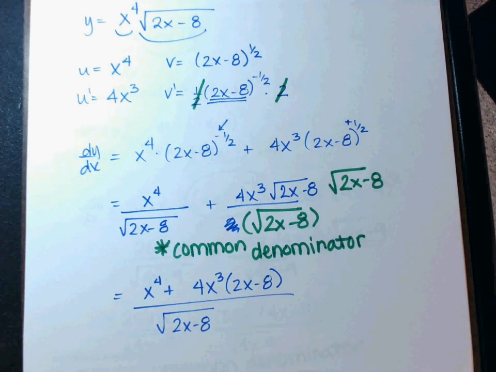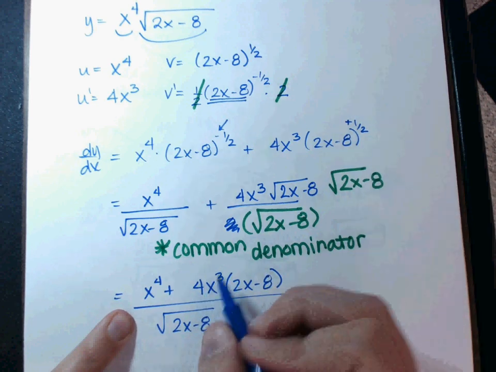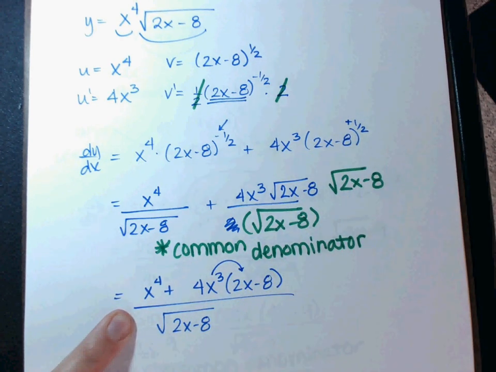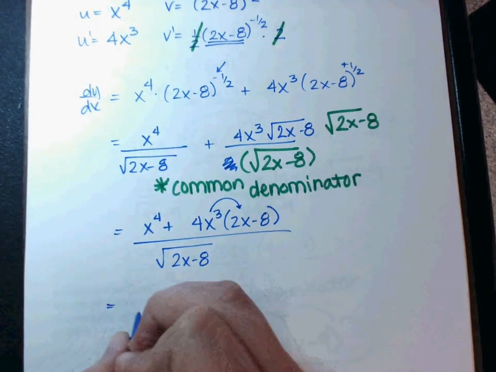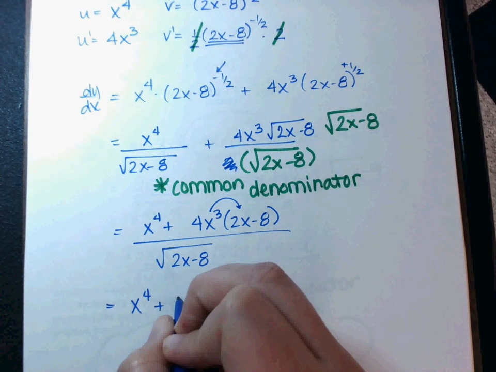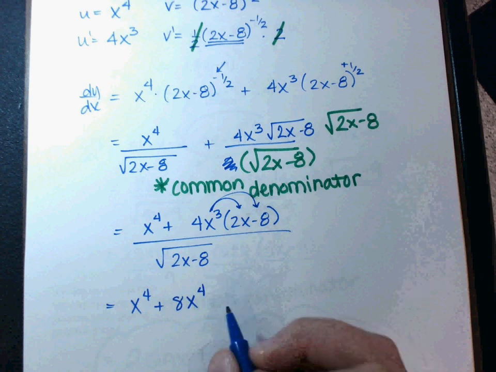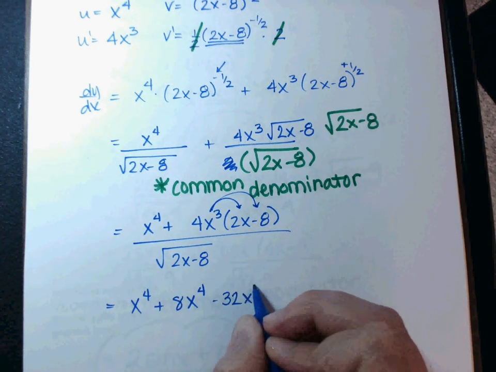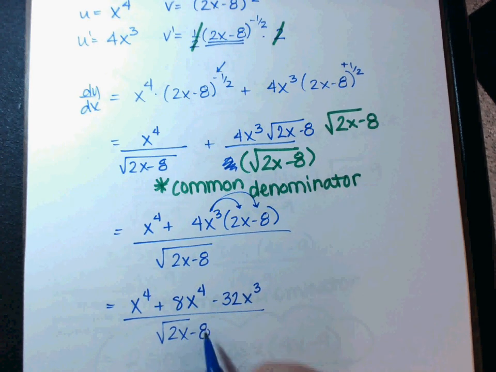So at that point, you'll notice on the other one, I was done. But in this case, if that's an x to the 3rd times a 2x, that's going to come out to be a 4th power, and I'm going to be able to combine here. So that would be x to the 4th plus 4x to the 3 times 2x is going to be 8x to the 4th. Multiply on the minus 8, that'd be a minus 32x to the 3. 2x minus 8 on bottom.